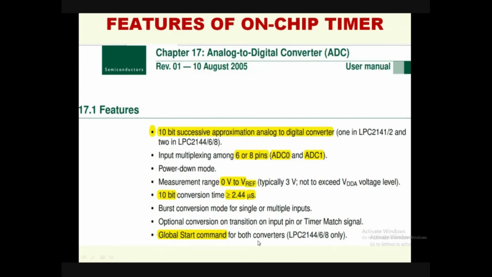So global start command for both converters. Say for example, when we talk about power measurement in our digital energy meter, at the same time current needs to be sampled as well as voltage needs to be sampled. And at the same time, it has to be converted to digital, and those values are multiplied to get the instantaneous power. Even if there is a small delay in the sampling, that leads to phase difference, and we will never get the correct answer.